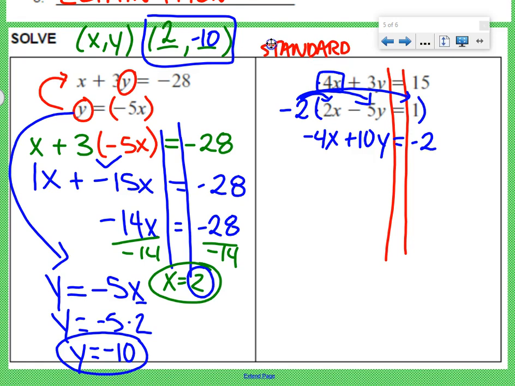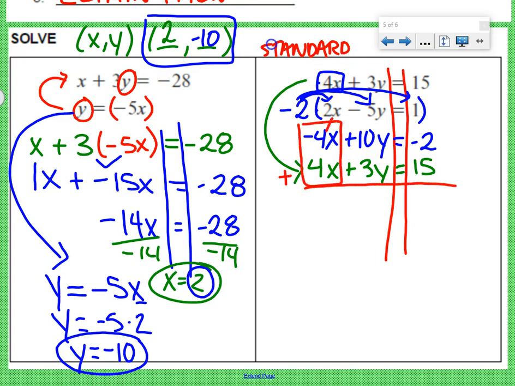We're going to rewrite that top equation below. 4x plus 3y equals 15. And then we are going to add the two equations together. Negative 4x plus 4x cancels out because they're opposites. 10y plus 3y is 13y. Equals negative 2 plus 15, which is 13. Divide both sides by 13. And we have y equals 1.